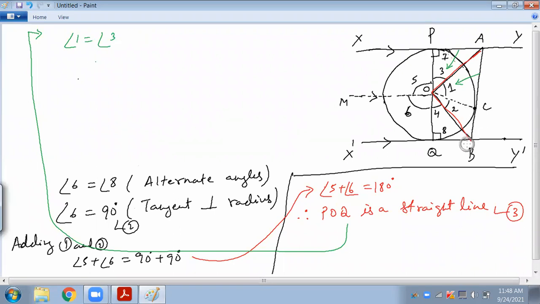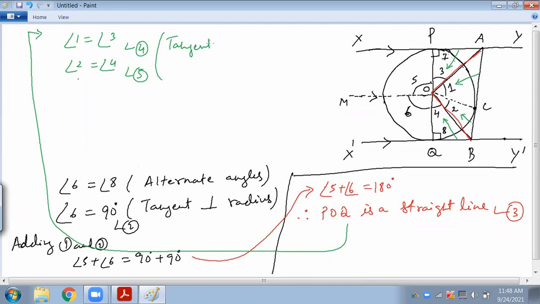Again, same way, BC and BQ are two tangents from the same external point, so they will subtend equal angle at the center. So BQ is subtending angle 4, BC is subtending angle 2, so angle 2 and 4 will be equal. We'll mark this one 4 and 5. The reason is tangents from the same external point are equal.